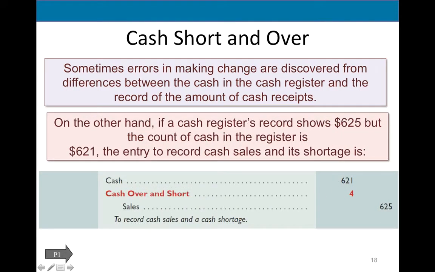So here is an example of us being short. I'm supposed to have $625, but when we count it, I only have $621. So we debit $4 where we fall short.